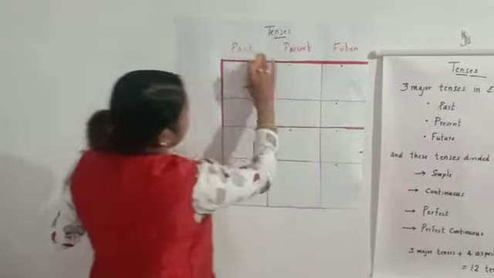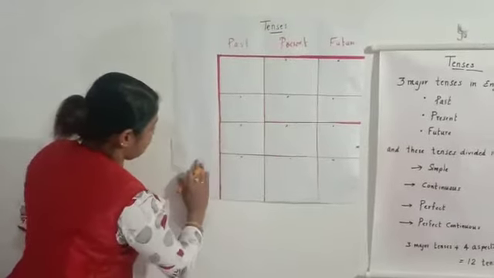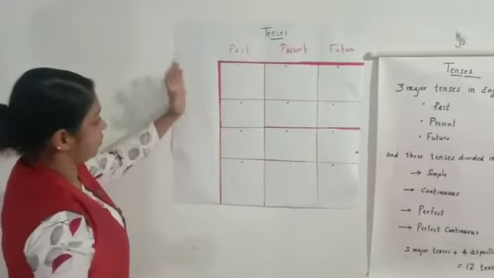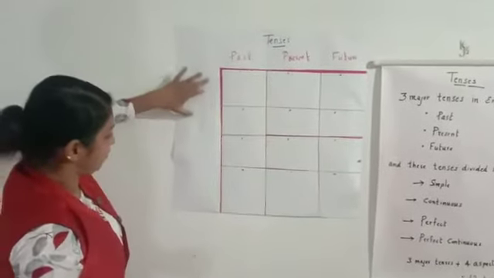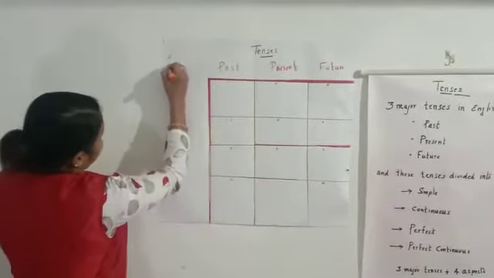So now the three major tenses are ready here. Inside this chart paper, on the left side of this column, again it shows like a blank area, right? There you have to fill in the four aspects.